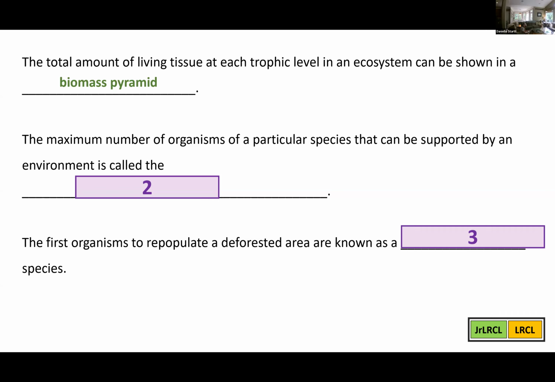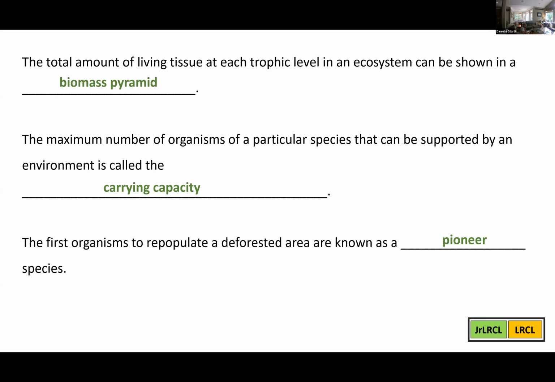The maximum number of organisms of a particular species that can be supported by the environment is called its, two words, carrying capacity. The first organisms to repopulate a deforested area, what do we call those? Like if there's a fire or a bunch of trees are cut down, and then the first organisms that come in and start to repopulate, that's called a pioneer species.